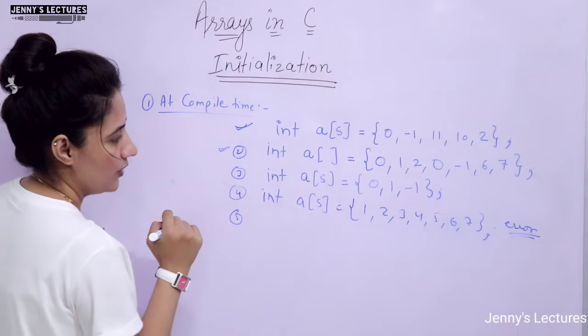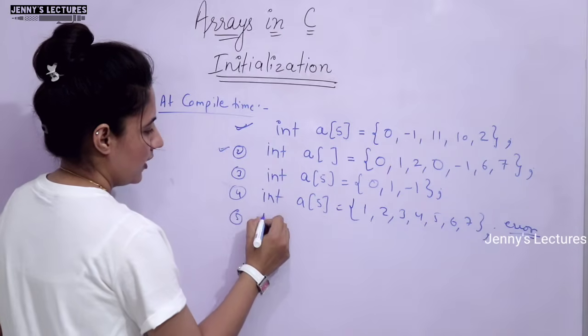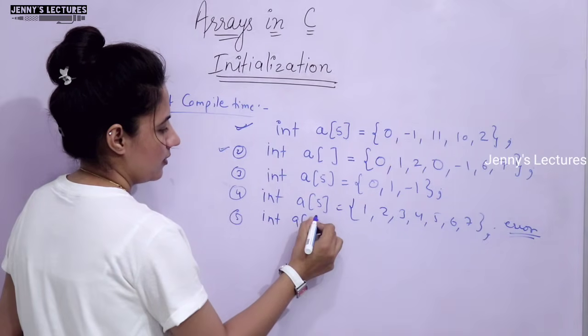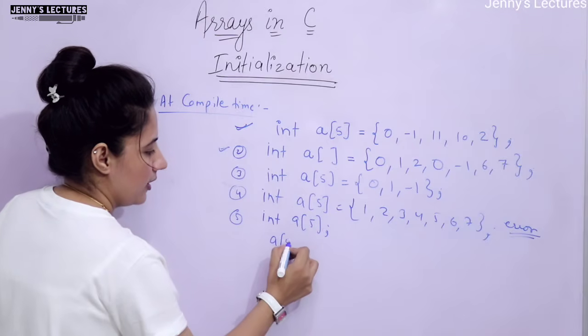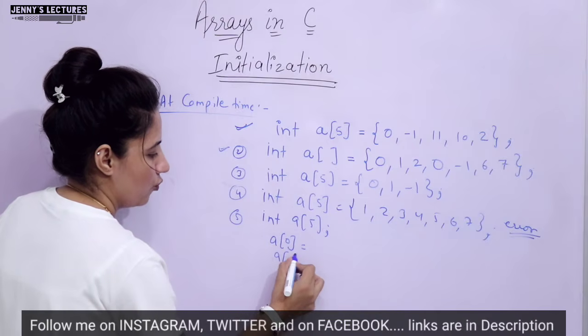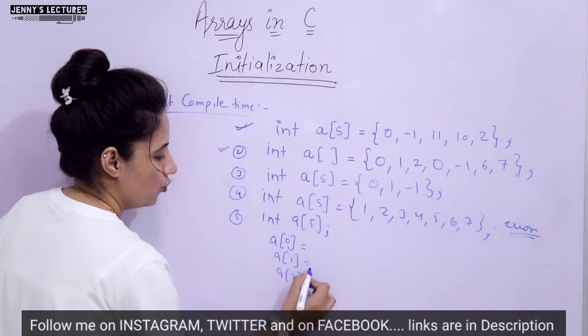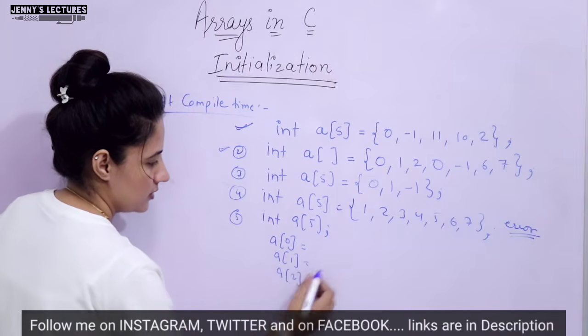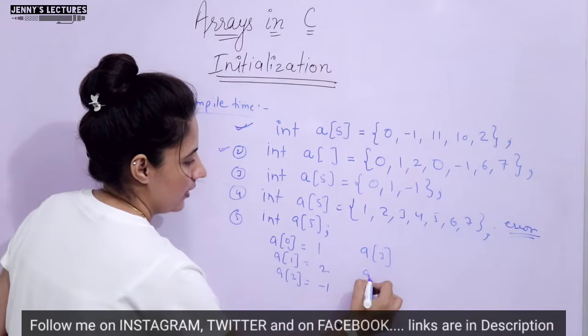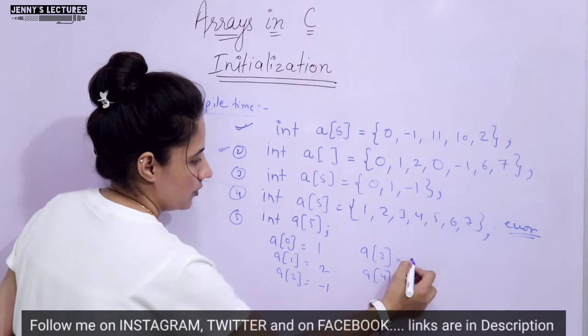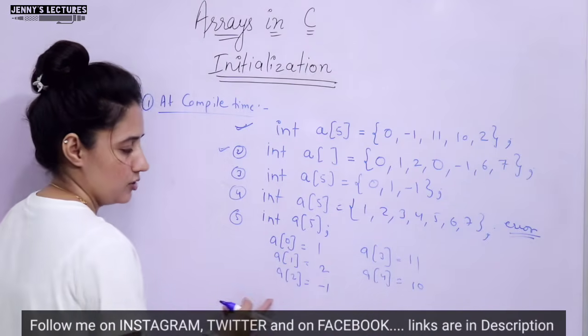Next, what we can do is, suppose I have written only int a[5], that is it, and here you can write a[0], a[1], a[2], and initialize these data items like 1, 2, -1, then a[3] and a[4] as 11, 10. This is also fine.